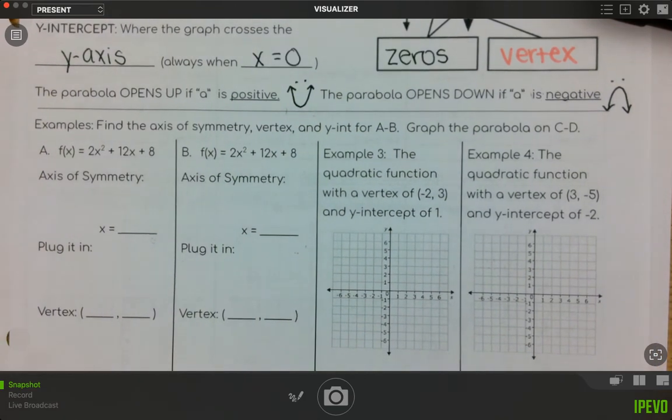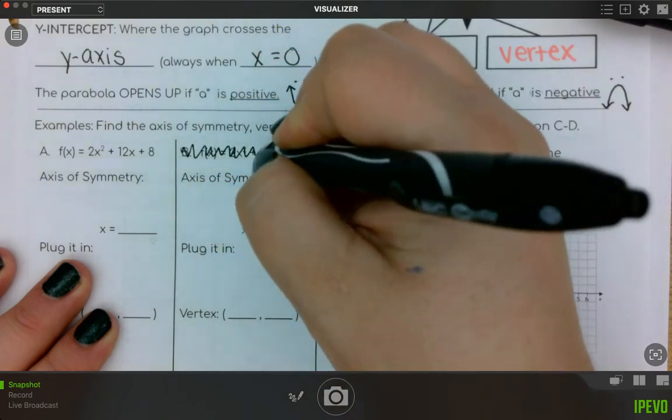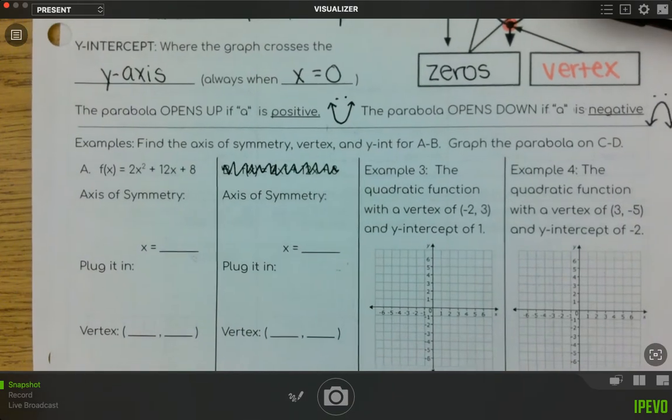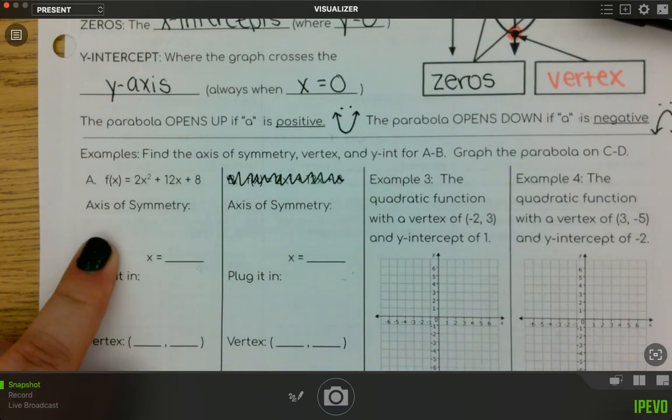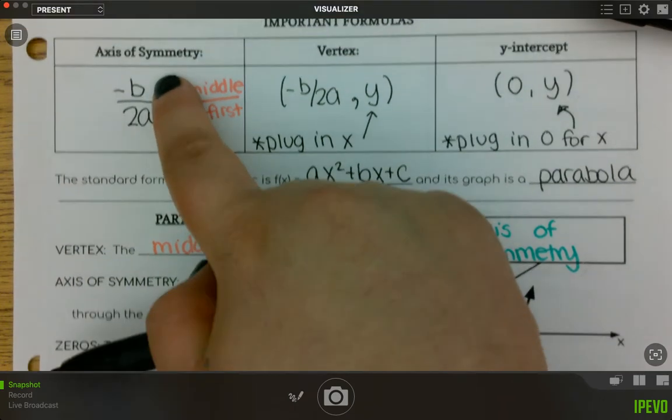Now let's do some examples. So first things first, we're going to cross off example B, because I actually made a mistake and it's the same thing as A. What we're going to do is find the axis of symmetry. Now remember, that formula from up here is negative b over 2a.